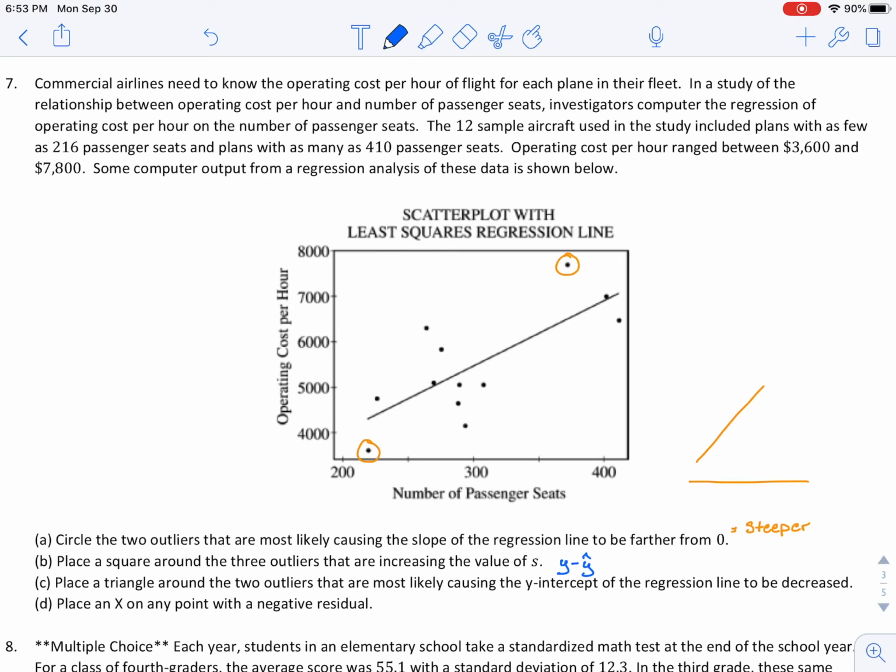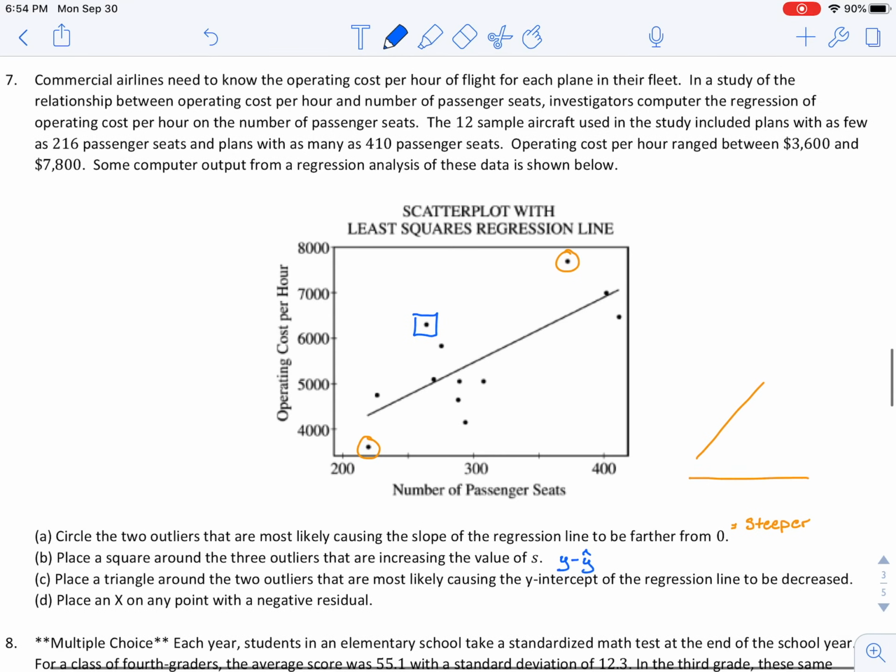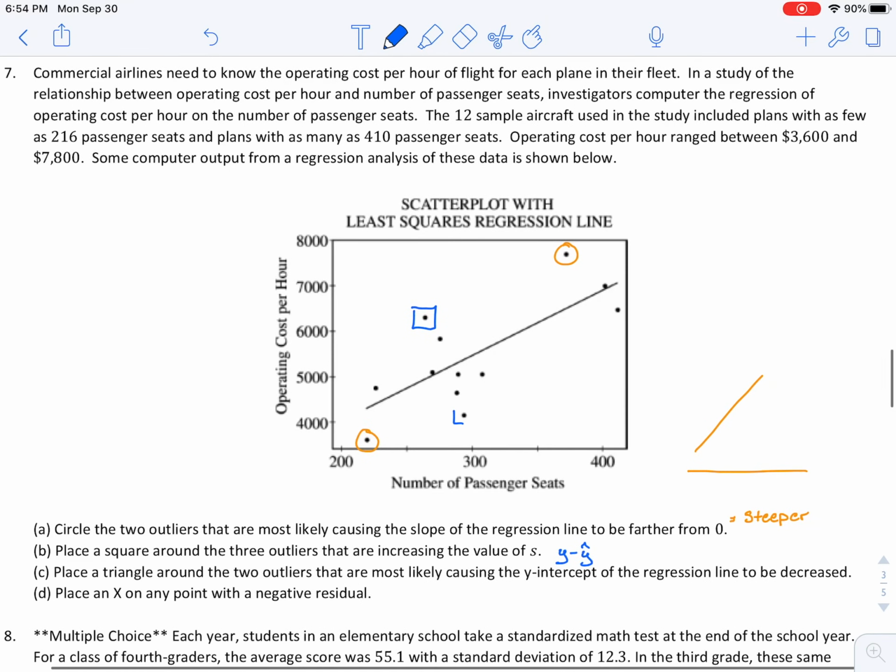Ooh, that's not what I meant to do. This one's pretty far away, as is, I'd say, probably this one. And then it's kind of a toss-up between the two that are already circled in orange, but I'd say this one's probably got a larger residual. It seems to me to be further above than the other one is below the line. So those seem to be causing s to increase because they are the biggest residuals.